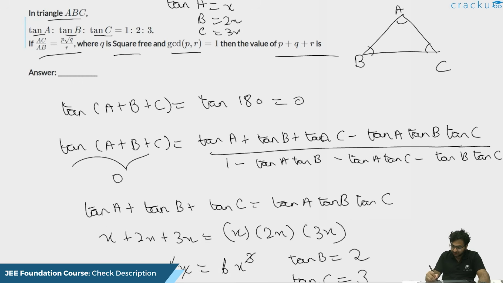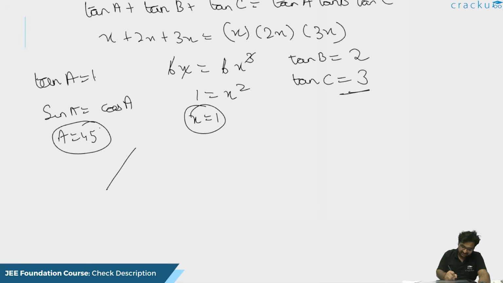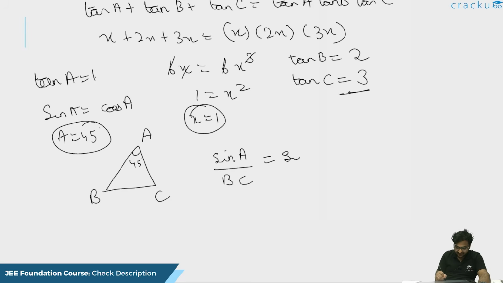So the question is that, we got this as 45 degrees. AC by AB. So what is AC? This. Now we know the sine rule. Sine rule says that what? So if this is the triangle ABC, so what does sine rule say? Sine rule says that sin A upon BC is equal to sin B upon AC, the side opposite to that angle, is equal to sin C upon AB.